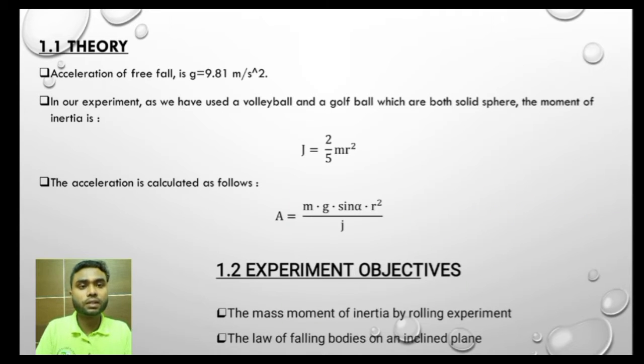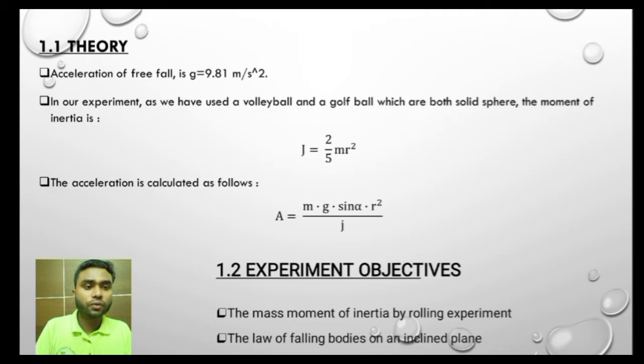Theory. Acceleration of free fall is g equals 9.81 meters per second squared. Initially in the lab sheet, the moment of inertia was given as J equals 1/2 mr², because in the lab sheet it was a symmetrical disc shape. But in our experiment, as we have used a volleyball and a golf ball, which are both solid spheres, the moment of inertia is calculated as J equals 2/5 mr². The acceleration remains the same, a equals mg times sine alpha times r² over J.